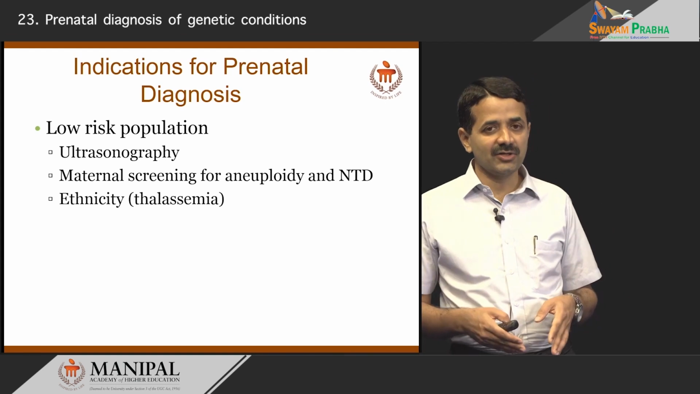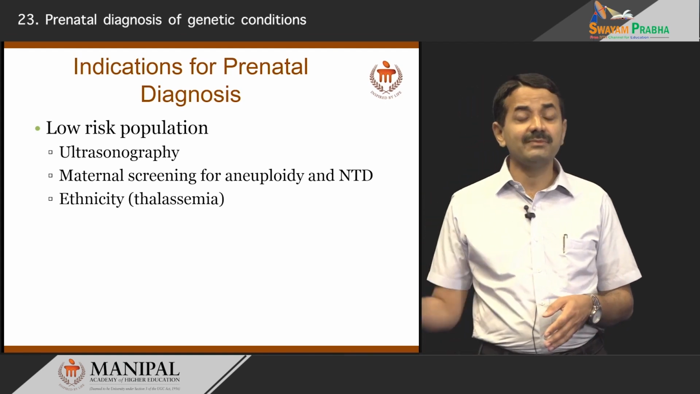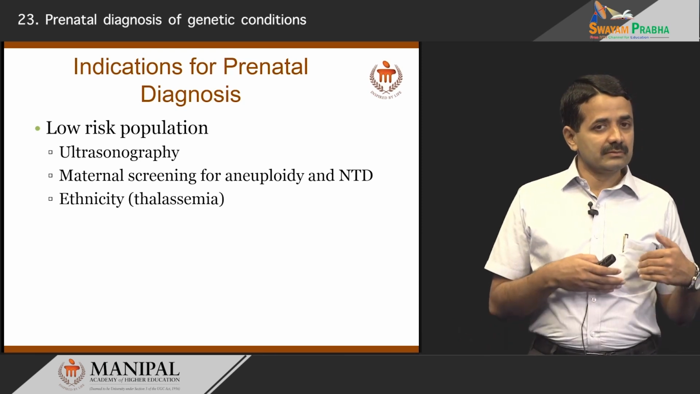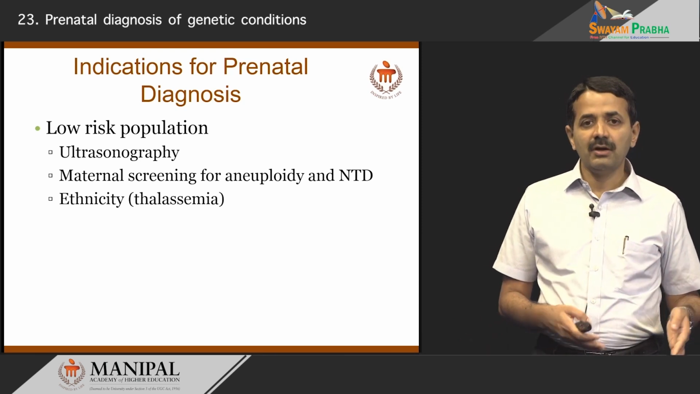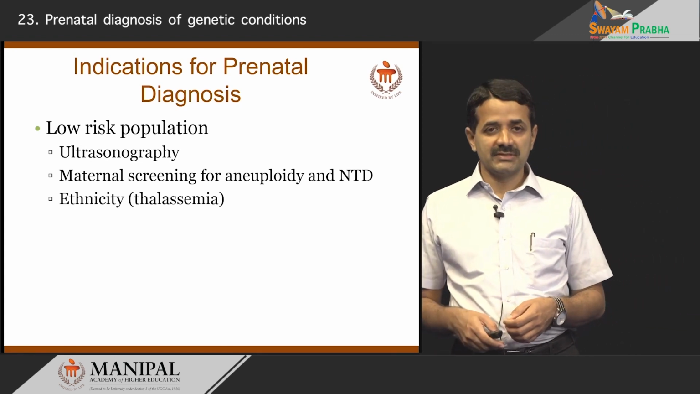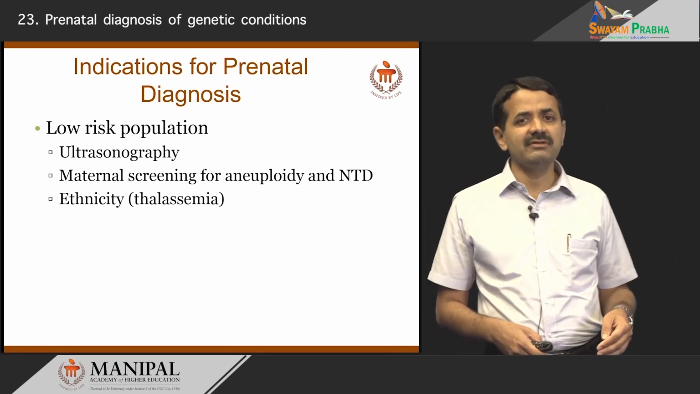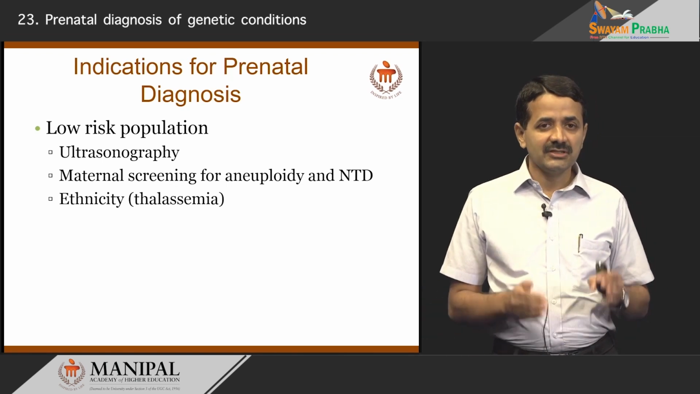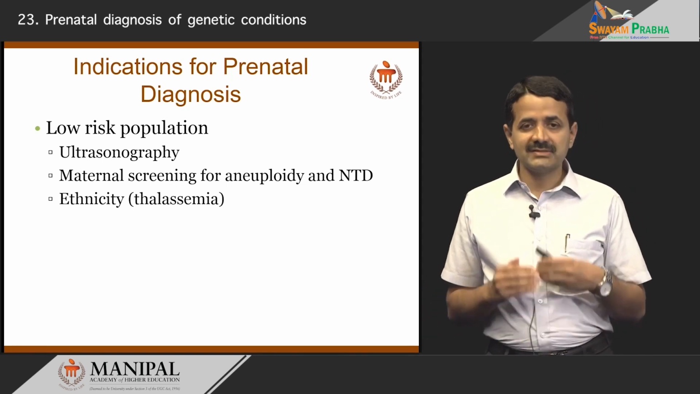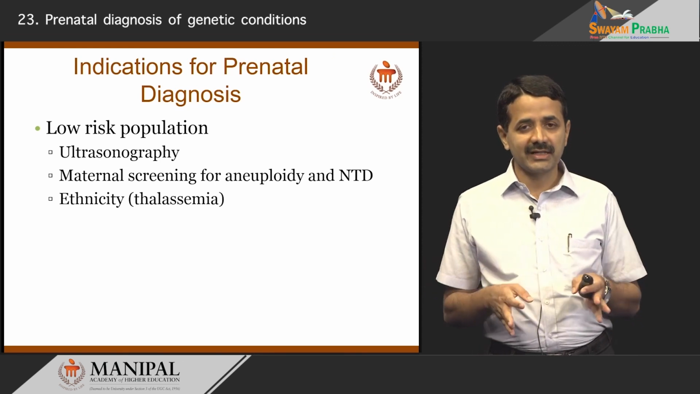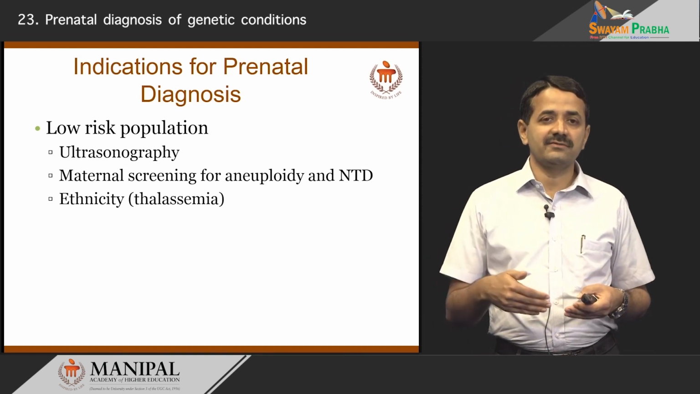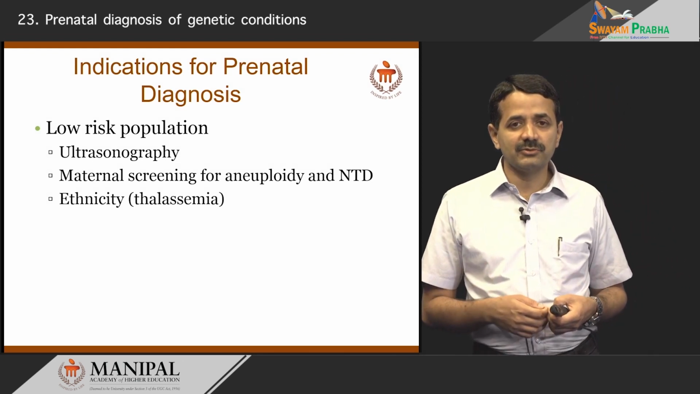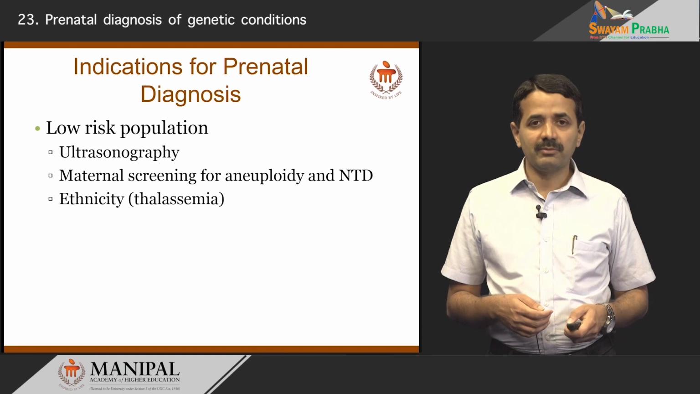Or it may be a person who, because of ethnicity, is predisposed to certain genetic disorders, for example, thalassemia, which is highly prevalent in India, or a Jew where Tay-Sachs disease is very common, or a Caucasian where cystic fibrosis is very common. So, depending on ethnicity, we might have different indications in different populations for certain diseases. I am talking about the low risk who do not have any other reason for prenatal diagnosis. There is a basic list of tests or prenatal diagnostic methods which we do for detection of genetic problems.